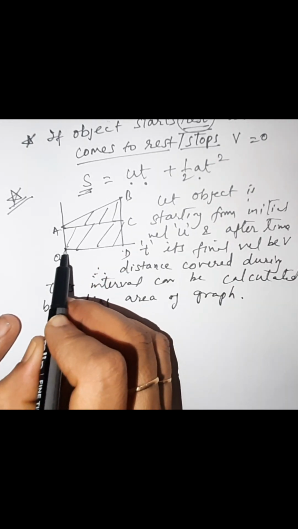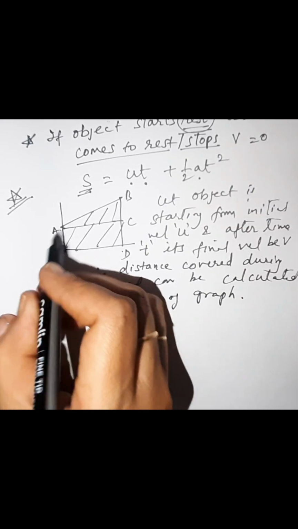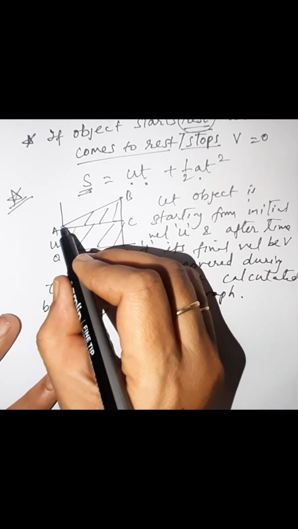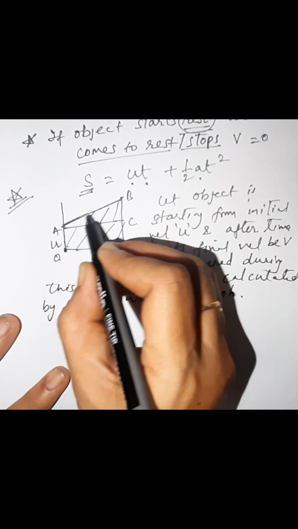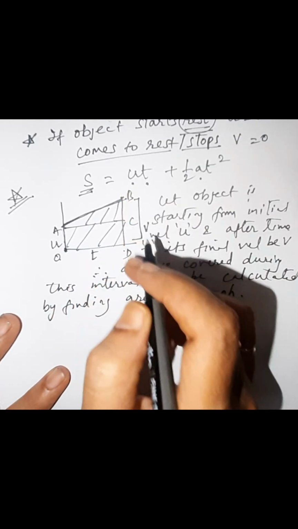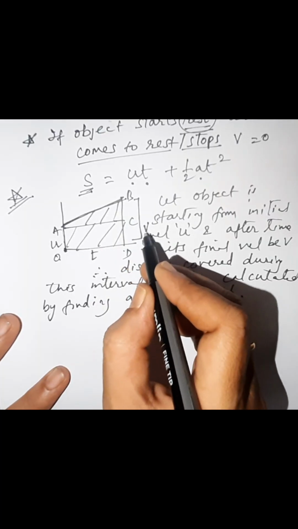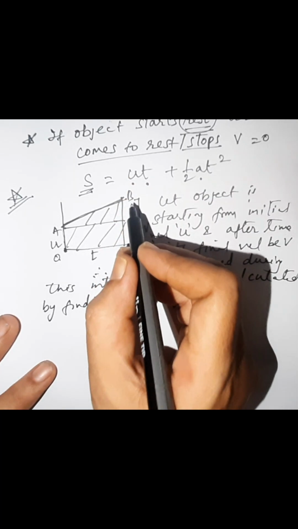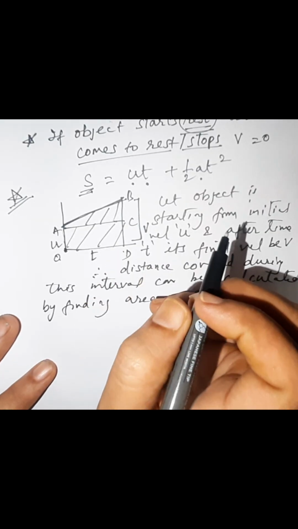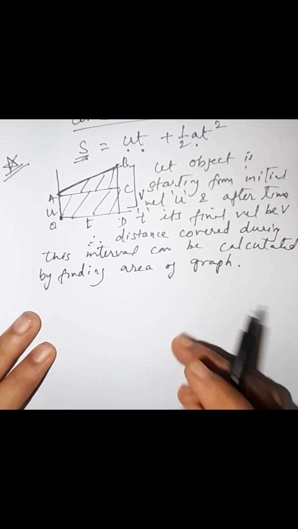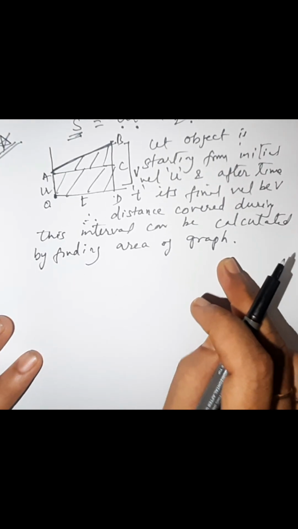The object started from initial velocity u, and after a certain time interval t it accelerated. So it increased its speed. Thus the final velocity is v, which the object reached at B. We need to calculate the distance covered. For the distance we need to find the area, as I already explained.